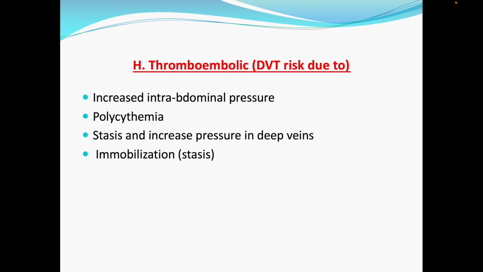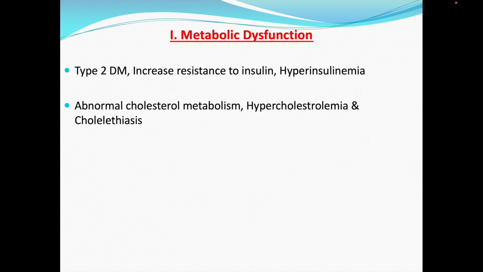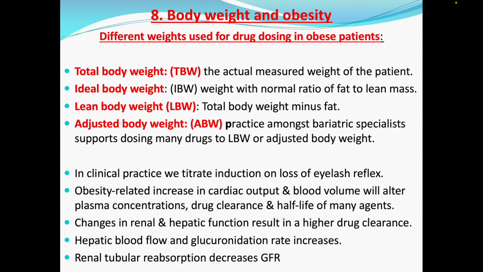Metabolic dysfunction: type 2 diabetes mellitus always occurs, with increased resistance to insulin, hyperinsulinemia, abnormal cholesterol metabolism, hypercholesterolemia, and cholelithiasis can occur. I saw these cases, and our studies and evidence suggest that the incidence of cholelithiasis is more common. As we remember in our days, female, fat, fertile, 40. They are usually fat. They come for cholecystectomy.